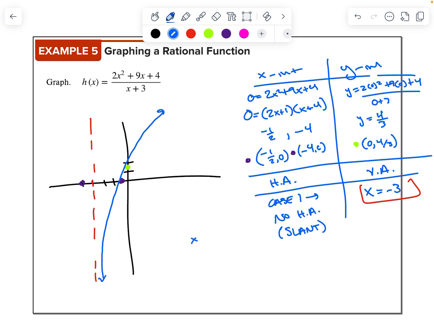On the left side, it'd be nice to have one more point. So if I do my XYT chart, I'm just going to plug in. The furthest left point I have here is at -4, so I'm going to try -7, right? And I'm just going to sub that in my calculator. So that'd be 2 times -7 squared plus 9 times -7 plus 4 all over -7 plus 3. And I get -9.75. So at -4, 5, 6, 7, I'm way down here negative.